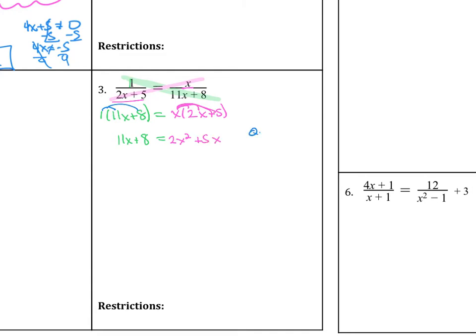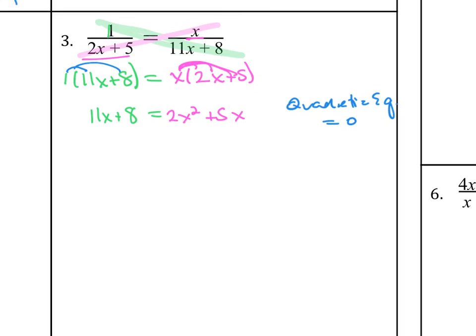So now we have a quadratic equation. When it's a quadratic equation, we want to set it equal to 0 and then solve. So we're going to move everything to the right side. Let's keep our x squared positive. So let's subtract 11x from both sides. Now we have 8 equals 2x squared, and then 5 minus 11 is negative 6x. Now let's subtract 8 from both sides, so it equals 0. So now we have 0 equals 2x squared minus 6x minus 8.